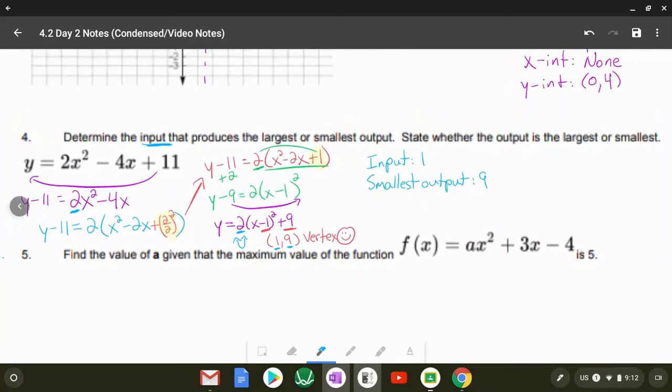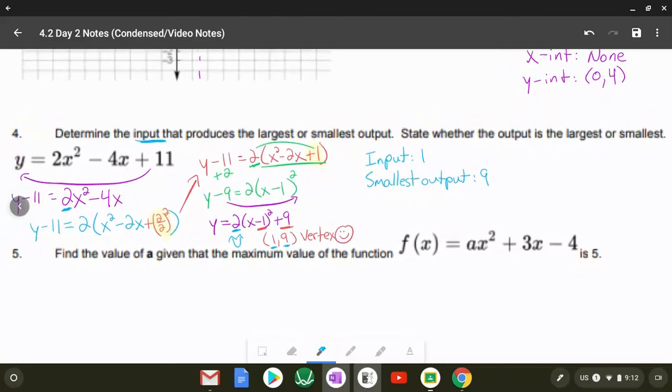So again, be very careful when you have an A value that is not 1. Make sure you move that constant over and then factor out that A value before you complete the square, and make sure when you do complete the square, you take into account that A value on both sides.